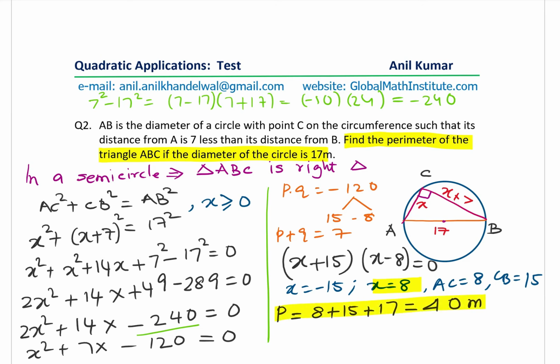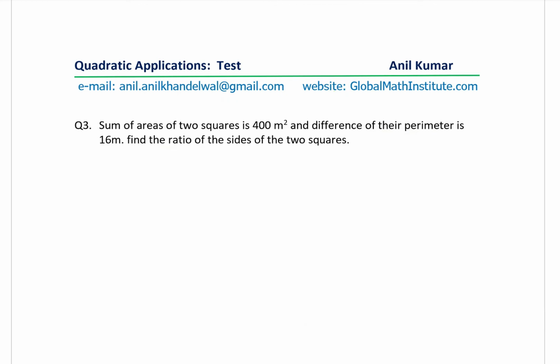Correct? So I hope these steps are absolutely clear. Go through these steps once again. Perimeter is 40 meters. Now, if you know the triples, you could have guessed this answer. Is that clear to you? So it is good to know the Pythagorean triples. Okay, let's move on. Take the next question now, which is question number 3.